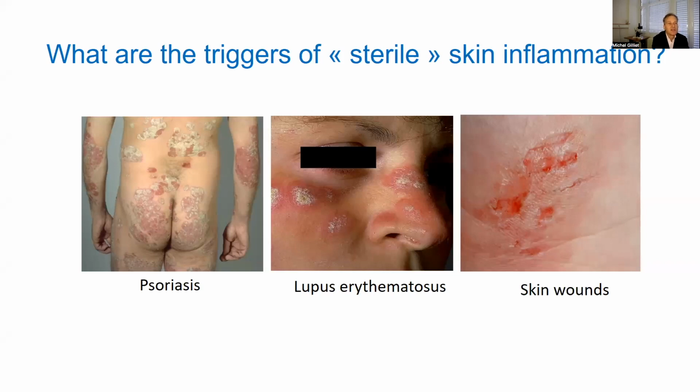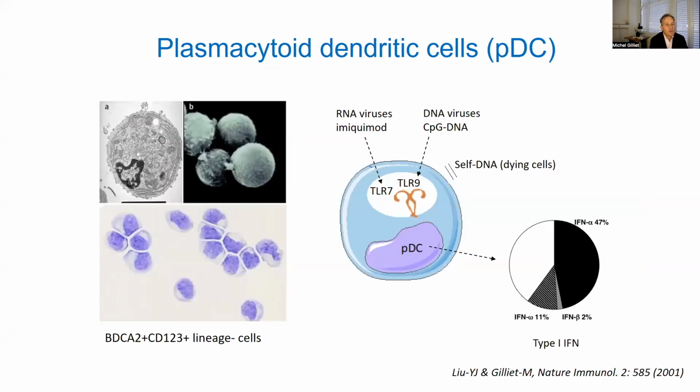This was a question that haunted me for the past 20-25 years since I started my derm residency and my research career. At that time, a lot was known about infectious inflammation with the discovery of toll-like receptors, but the initial triggers of sterile skin inflammation that occurs in diseases such as psoriasis and lupus, but also in skin wounds, was not known.